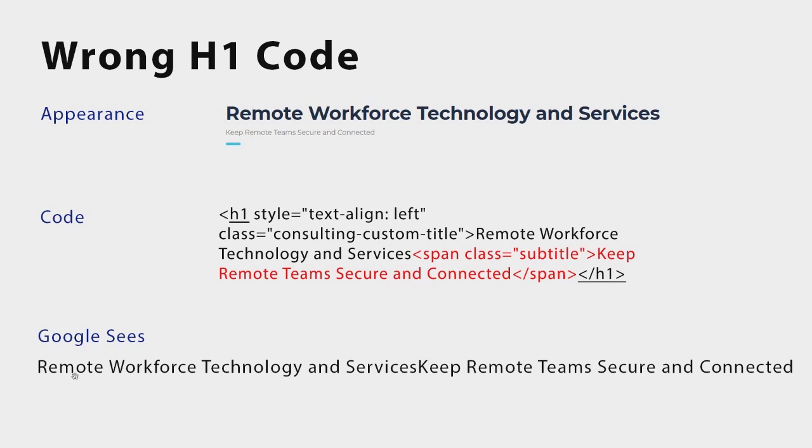And this is what Google sees: remote workforce technology and services, no space, remote teams, keep remote teams secure and connected. That's not the headline I want Google to see. I want Google to see just remote workforce technology and services. I don't want these keywords watered down with other text. And in particular, I don't want this space.